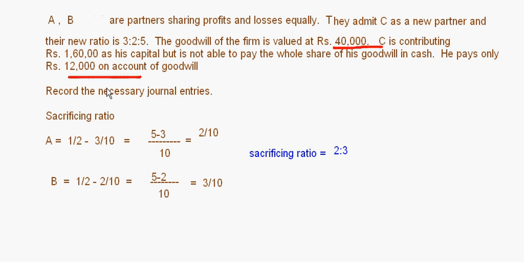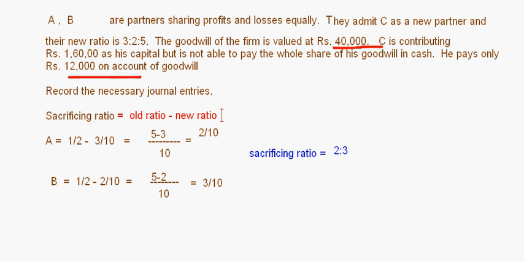The actual share of his goodwill is more. Now first of all we find out the sacrificing ratio. The sacrificing ratio is equal to old ratio minus new ratio. So that's what we have done here.